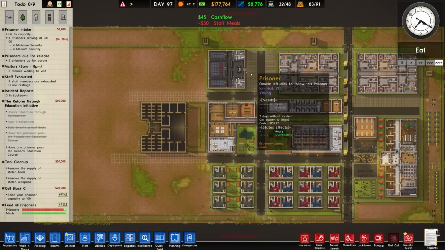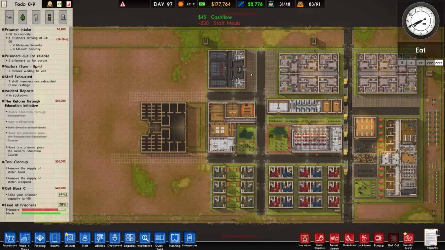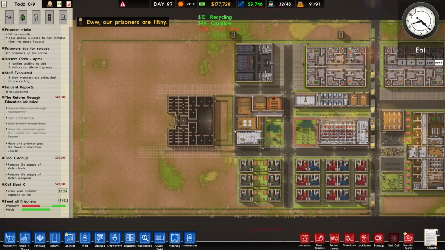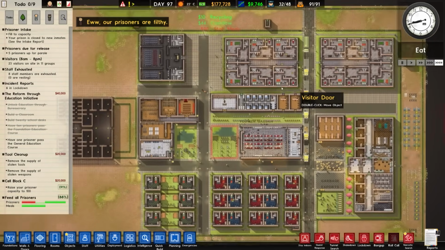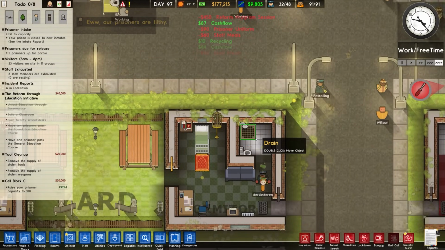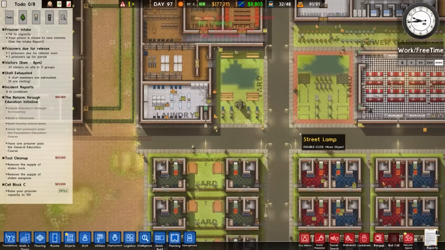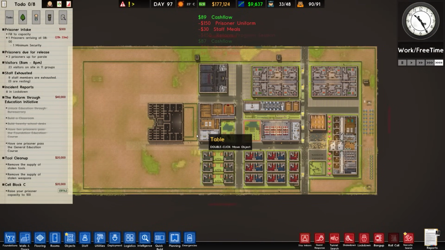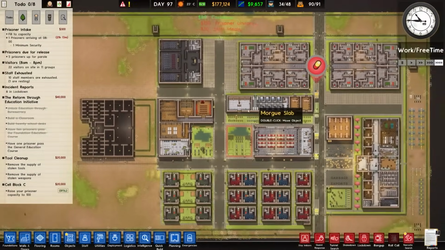Interesting. Our prisoner capacity is 91. How have I managed that? Prisoners are filthy, but as soon as it goes so they can crack on and have a wash, then they will. Oh, that's someone overdosed in the shower. But they are being escorted to the infirmary, which is good, which is in the middle. It's our little doctor's surgery.